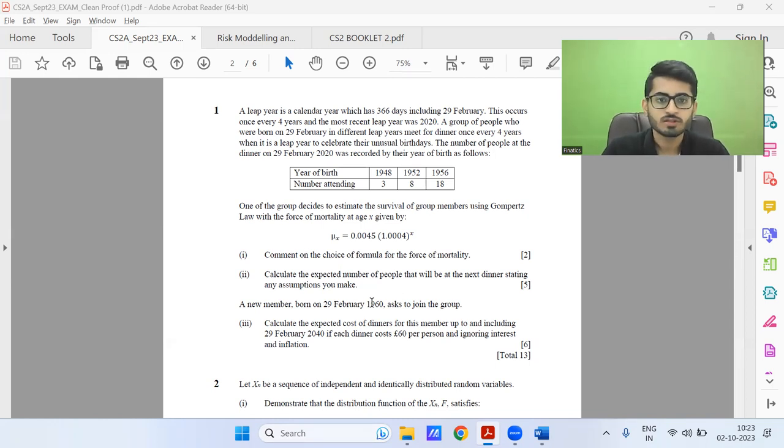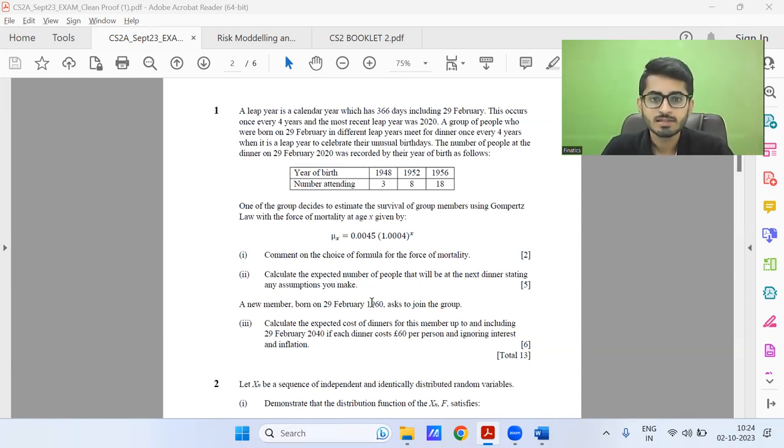So the first question was regarding survival methods, which is chapter 6, if I correctly recall, from CS2. The chapter numbers keep changing for different papers, but if I recall correctly, in the 2023 as well as the 24 version, this remains chapter 6 only, survival models.